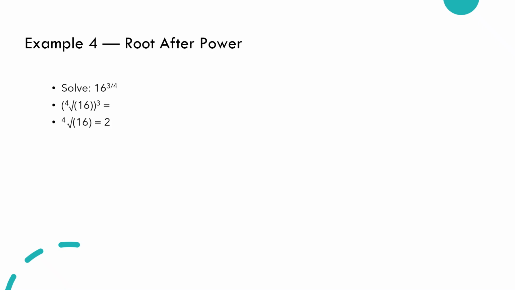First thing we've got to find out is what is the 4th root of 16? And it is equal to 2, because 2 times 2 is 4, times 2 is 8, times 2 is 16. From here, we're going to go ahead and cube the 2. So we have 2 cubed, which is equal to 8. So my final answer is going to be 8.